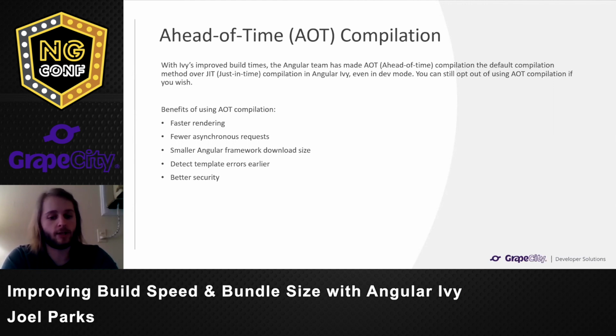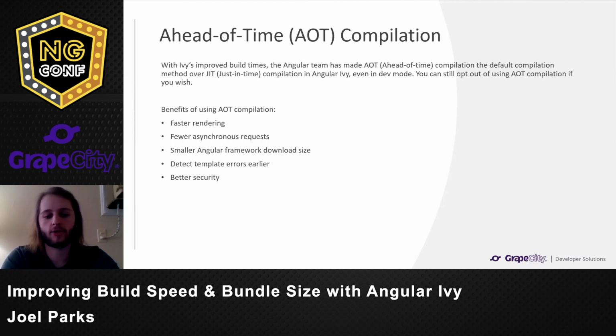There are fewer asynchronous requests. The compiler inlines external HTML templates and CSS style sheets within the application JavaScript, eliminating separate AJAX requests for those source files. Smaller Angular framework download sizes. There's no need to download the Angular interpreter if the app is already compiled. The interpreter is roughly half the size of Angular itself, so omitting it dramatically reduces the application payload.